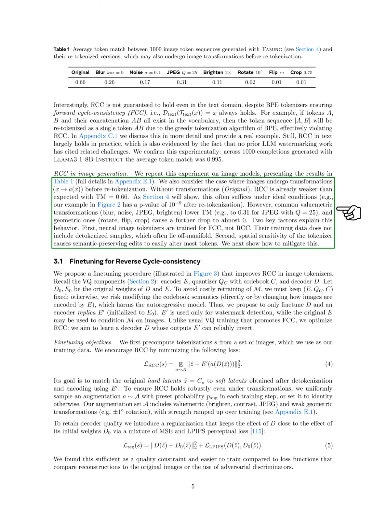We consider cases where images undergo transformations before re-tokenization. Without transformations, RCC is weaker than expected. Our findings indicate that common transformations like blur or JPEG compression significantly lower the token match, while geometric transformations further reduce it. This behavior can be explained by the fact that neural image tokenizers are trained for forward cycle consistency, and their training data does not include detokenized samples. Additionally, the tokenizer's sensitivity to spatial changes means that even minor edits can alter most tokens. We will discuss strategies to mitigate these issues.